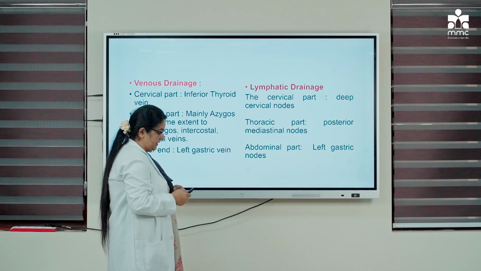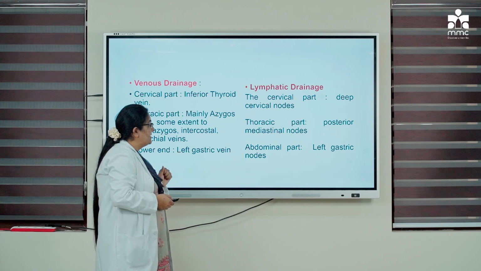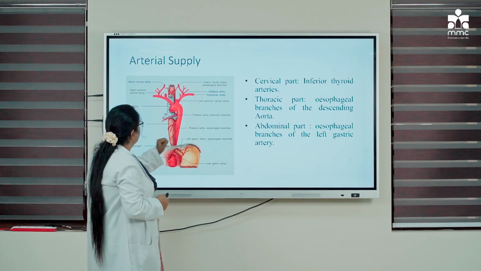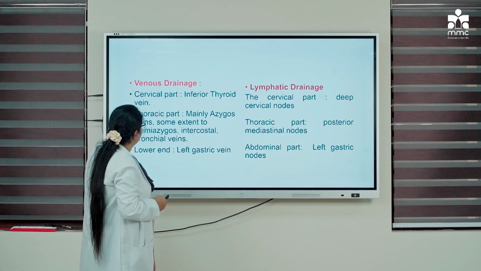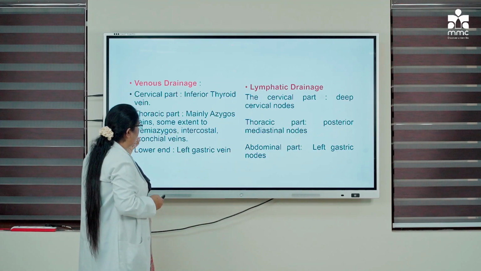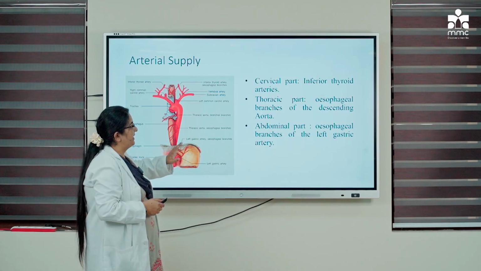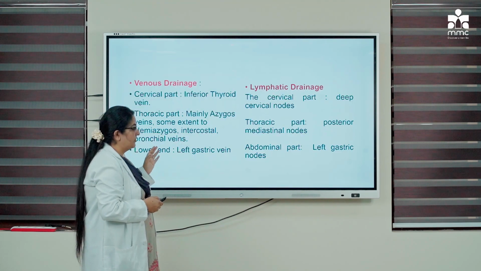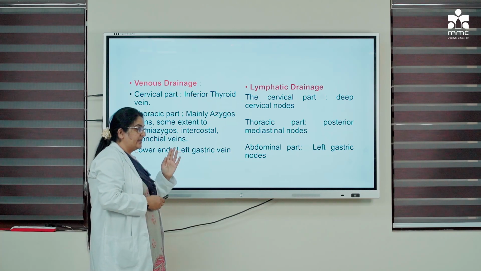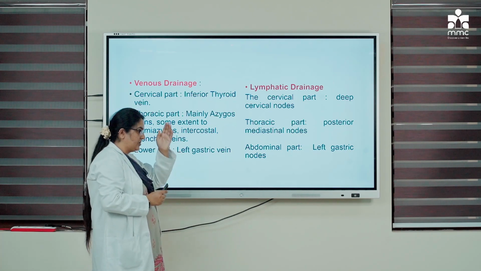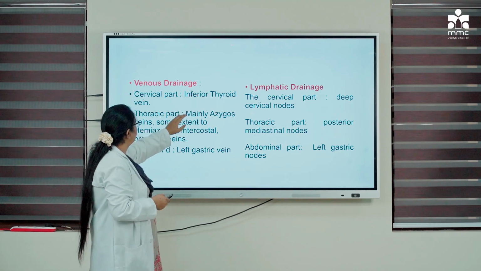Apart from that, venous drainage. Venous drainage is almost the same as the arterial supply. How? See, here again cervical part, thoracic part, abdominal part or the lower end. Here the cervical part is supplied by the inferior thyroid artery, and we know along with the arteries we have the veins of similar name which are running opposite to the artery. So the artery is coming like this, the vein is going like this. So the vein which is going to drain is the inferior thyroid vein.